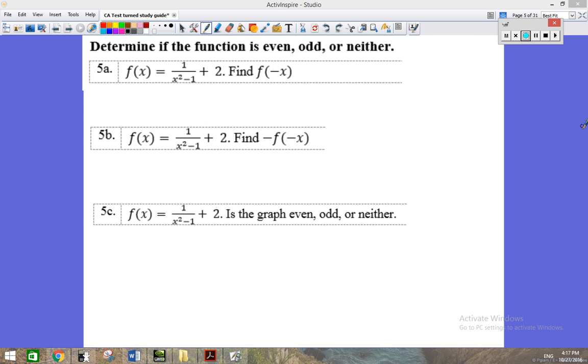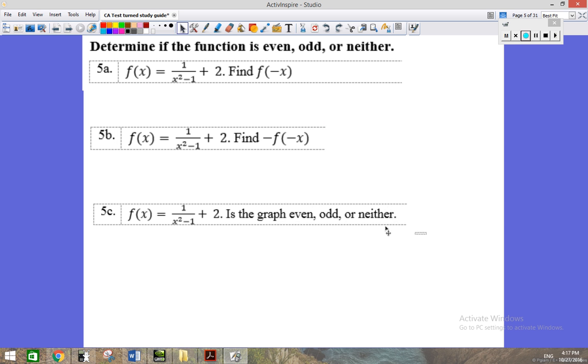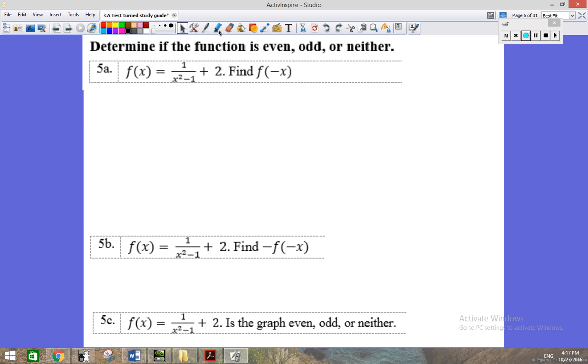Let's take a look at problems 5 and 6. These are asking us to determine whether the given function is even, odd, or neither. So we can break it down into parts. What we first want to do in part A is find an expression for the function when it's evaluated at the opposite of x.